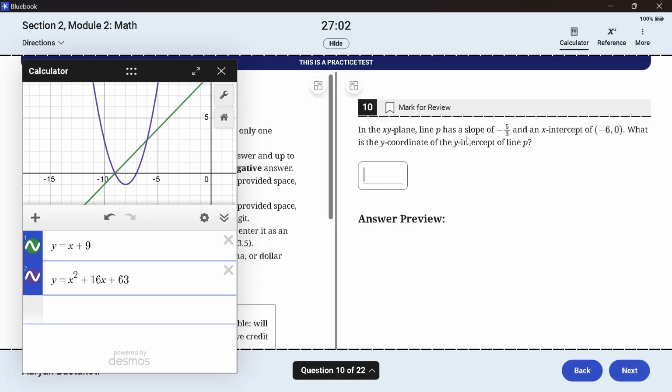In the xy plane, line P has slope minus 5/3 and the x-intercept of (6, 0). What is the y coordinate of the y-intercept of the line P?